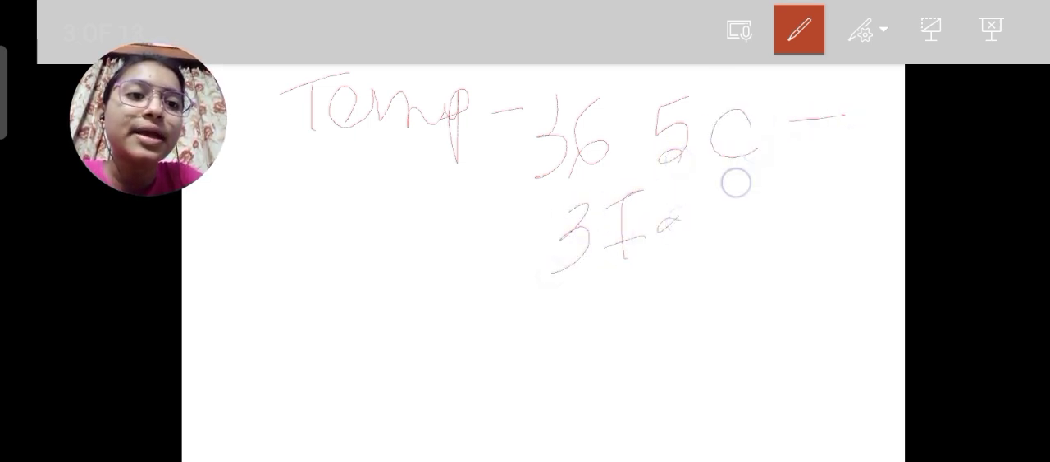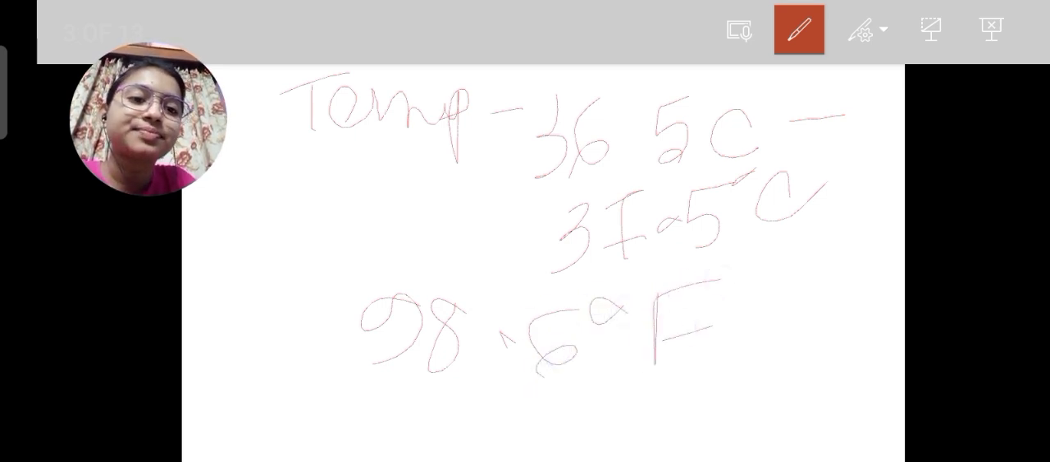Okay. So first, that is temperature. So what is the normal range of temperature? In case of children, it is in the range of 36.5 degrees centigrade to 37.5 degrees centigrade. Okay, and in case of a normal adult, the temperature is 98.6 degrees Fahrenheit.